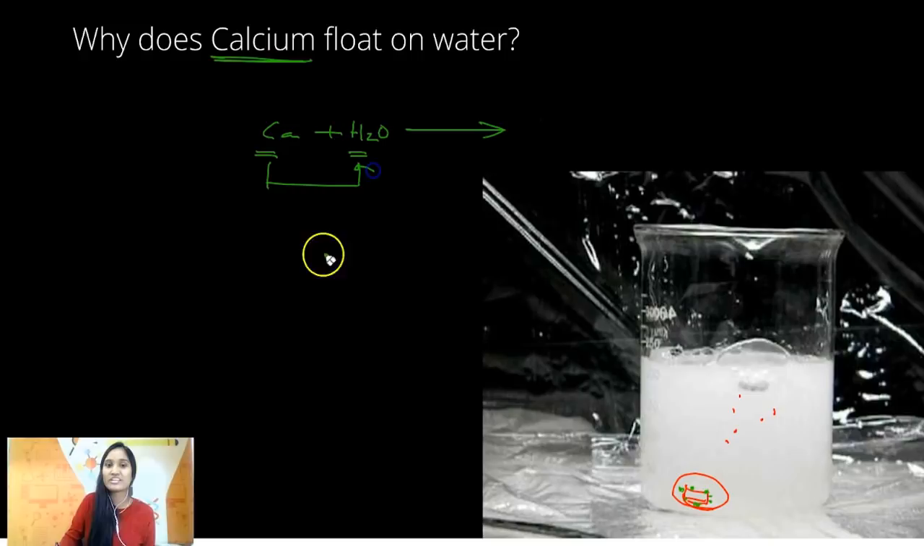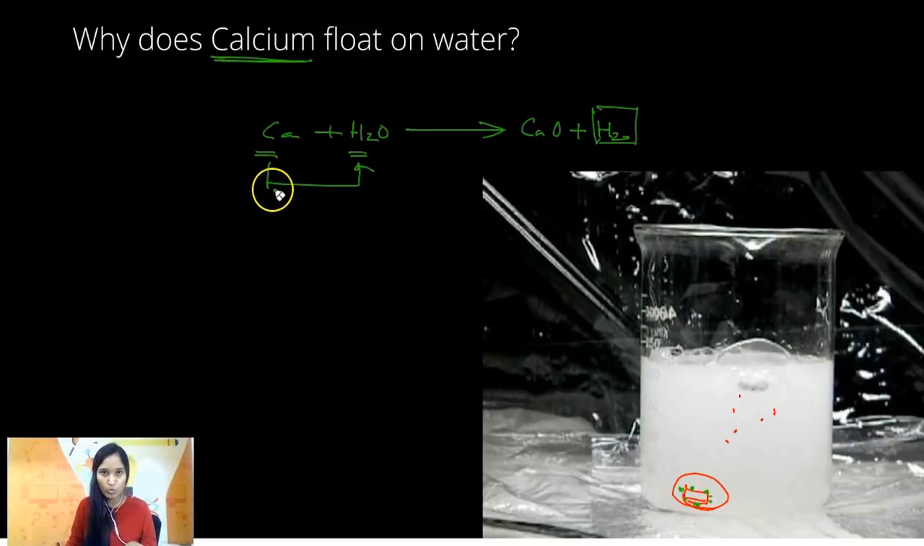Calcium comes first in the reactivity series, so it will be able to displace hydrogen, leading to formation of calcium hydroxide and hydrogen. Look at the physical states here. Calcium is a solid, water is obviously in liquid state at room temperature. Calcium hydroxide is also solid, but hydrogen is a gas.